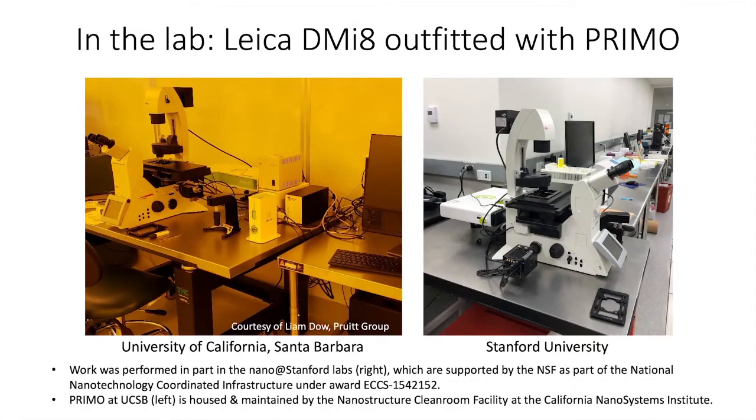In this study, we used the setup at UC Santa Barbara on the left and the setup at Stanford on the right. Here, Leica DMi8 inverted microscopes have been outfitted with PRIMO, and you can see the optical case containing all the optical components behind the microscope and the power supply unit containing all the connections that power the optical case to the right. Without further ado, I will now go into detail on how we use these setups to micropattern EM grids.